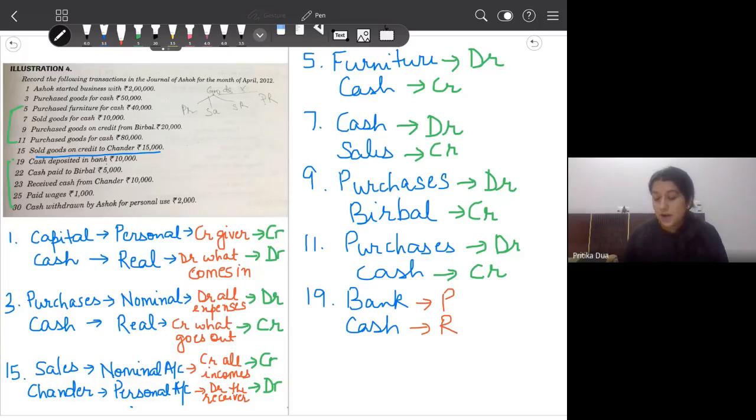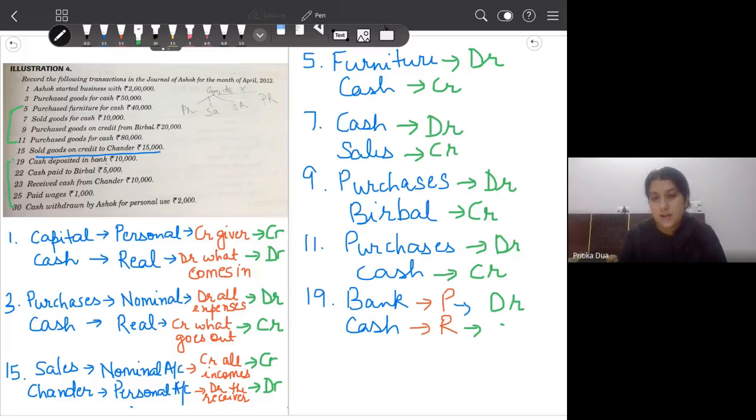For personal account, debit the receiver. You are adding funds to your business. Your bank account is receiving money. So it will be debited. On the other hand, cash is going out of the business. So cash account will be credited. Okay, so bank account is debited, cash account is credited.